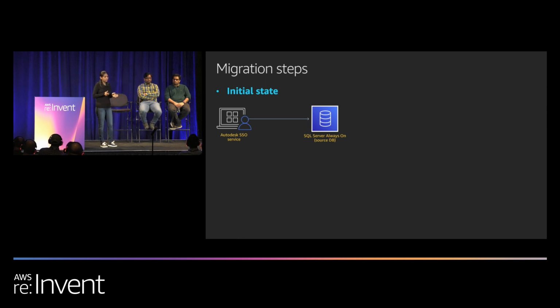Full load is the process in which the existing data is migrated from the source to the target. Cached changes are the changes which are applied to the tables which are being loaded as part of the full load process. And CDC, or change data capture, is the process in which the ongoing changes are replicated from the source to the target database.